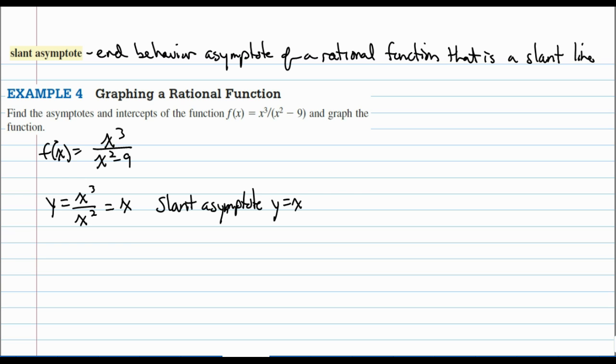Just like in the last example, if you took y equals x squared over x squared, or y equals 2x squared over x squared, those x squareds would cancel out if the degree in the numerator and the denominator were the same. So you're only looking at the first term. So my slant asymptote is y equals x.